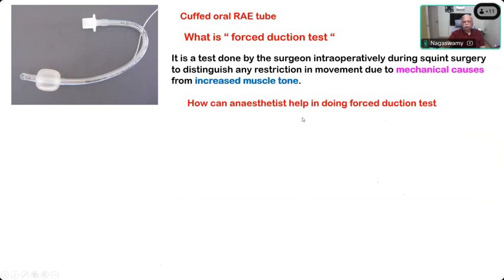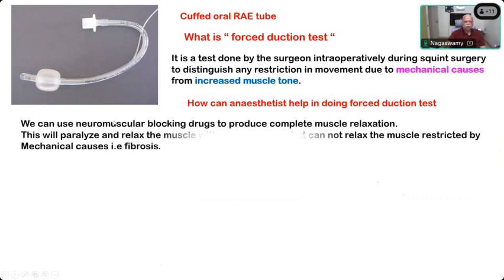How can anesthetics help during this test? We can use neuromuscular blocking drugs to produce complete muscle relaxation. This will paralyze and relax the muscle with increased tone, but cannot relax the muscle restricted by mechanical cause of fibrosis. This has to be done by complete paralysis during the initial stages before resection. Some surgeons may like to do the test at that time, and then we can do what I told about, with spontaneous respiration.